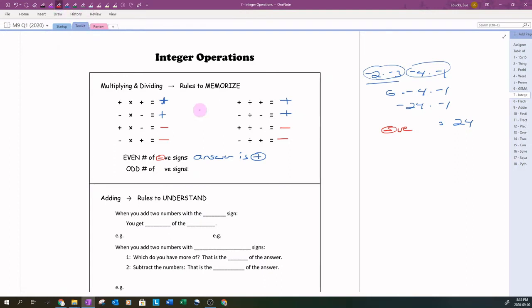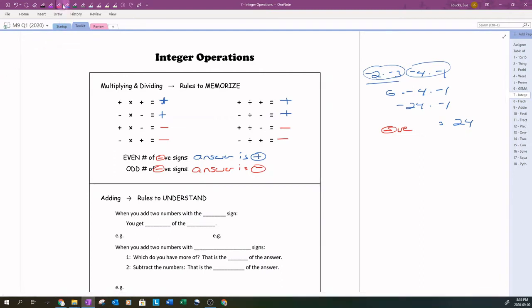If you have an odd number of negative signs, your answer is negative, because you can't pair them up evenly and there's one left over at the end. Okay, those ones you have to memorize.